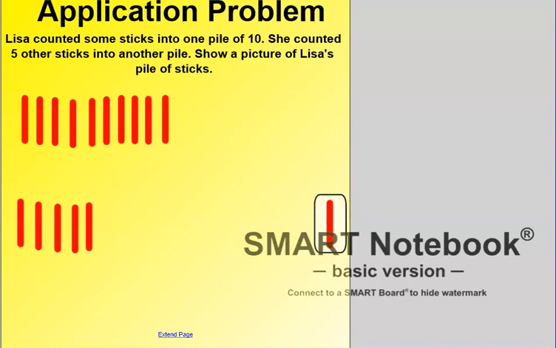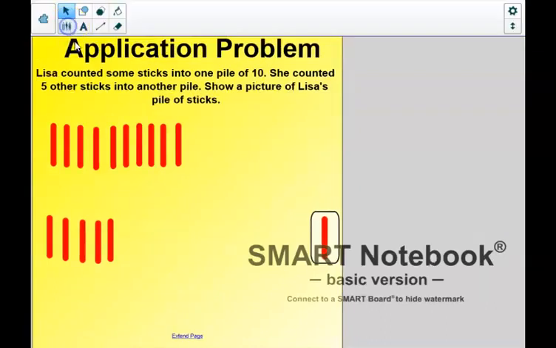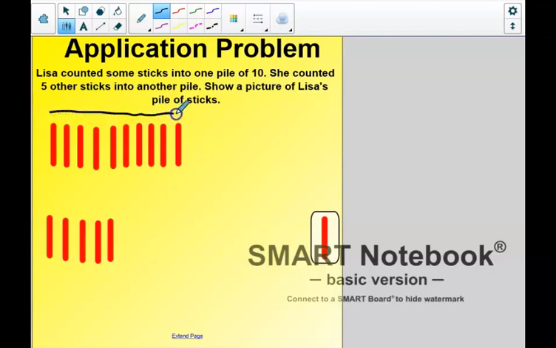Now, here's where the tricky part comes in. One second. Sorry about that. I just had to adjust my screen real quick. So here's where the tricky part comes in. We have this group of 10, and we are going to circle this group of 10.